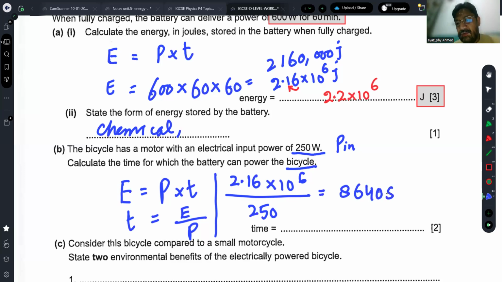Now check this one out: here you are not given a unit, whereas before you had the unit joules, which meant you did not have any choice. But here you have a choice. If you want to write the answer in seconds, it's fine. If you want to convert this into hours, then you have to divide it by 3600, and you will say that it is 2.4 hours. So either write 8,640 seconds or 2.4 hours, and you will be awarded the marks.